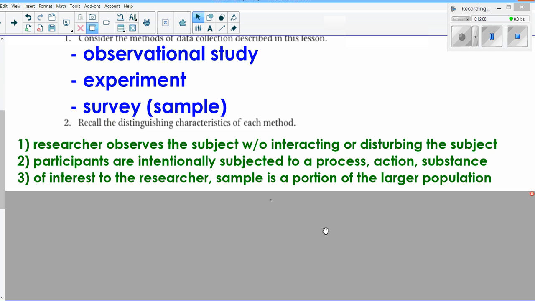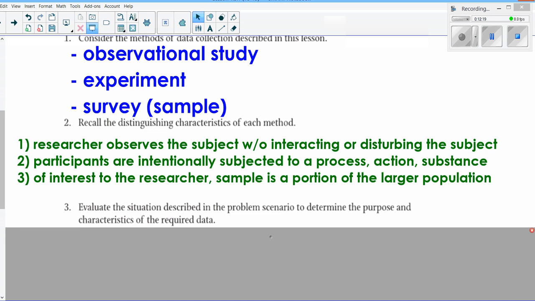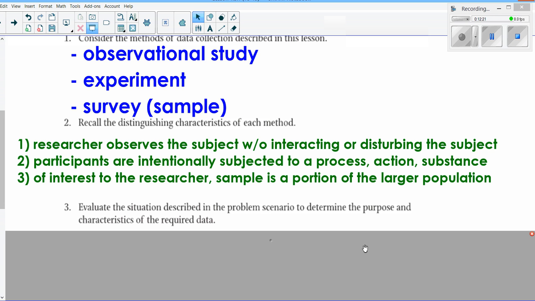And a survey or a sample survey is of interest to the researcher, and it is a sample, meaning it's a portion of the larger population, meaning you have a lot of people, you don't have time or the resources to hit all those people. Okay, so we should start to see maybe what this one fits. Okay, when you are done with that, we want to evaluate the situation described in the problem to determine the purpose and characteristics of the required data.